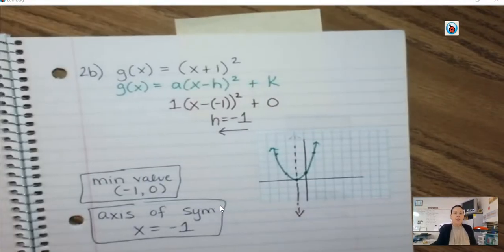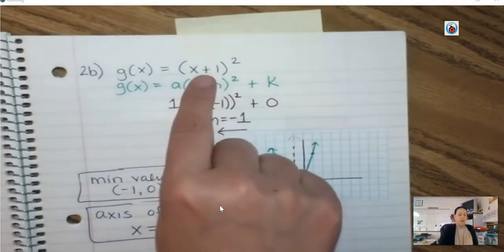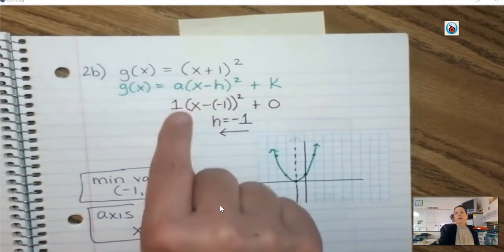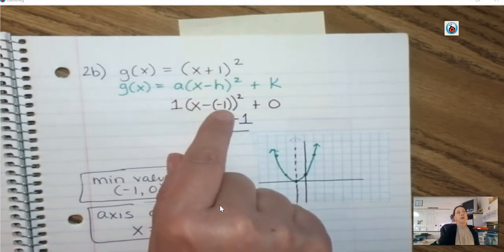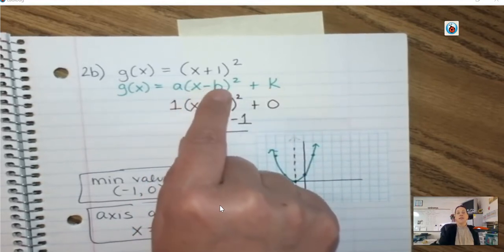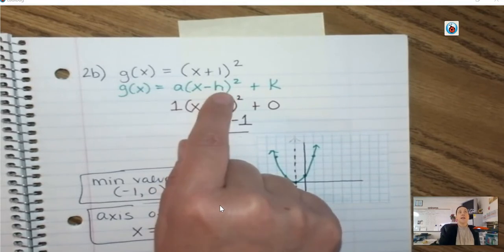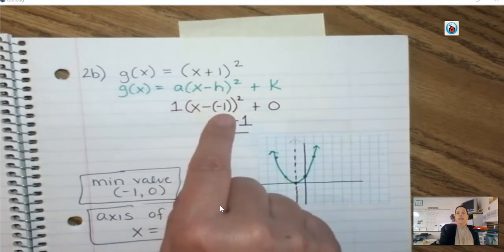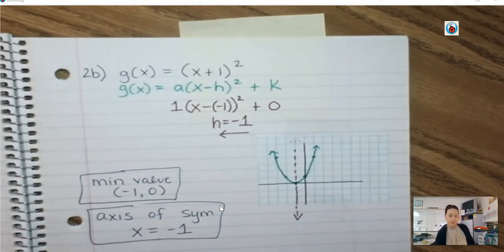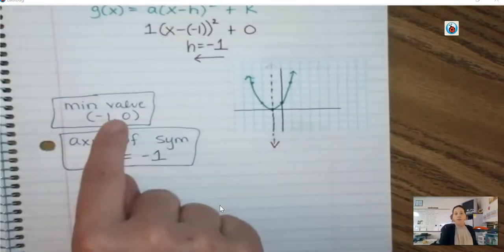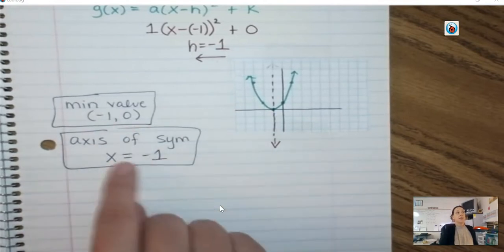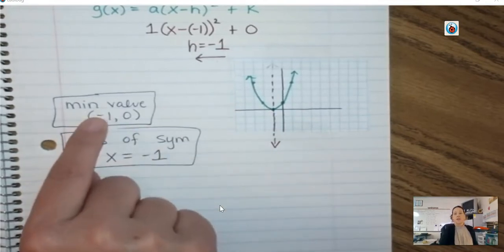The last question we did was 2b. This is where it got tricky when it says x plus 1. That really means x minus negative 1, because to be in vertex form there needs to be a subtraction sign, and then whatever's after the subtraction sign is your h. So the h here was negative 1. So we moved the graph 1 unit to the left. And then we found the vertex, which was the minimum. And then the axis of symmetry is always x equals whatever the x value is.